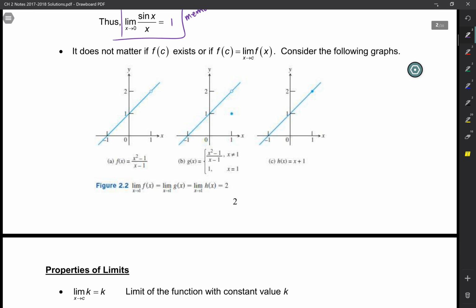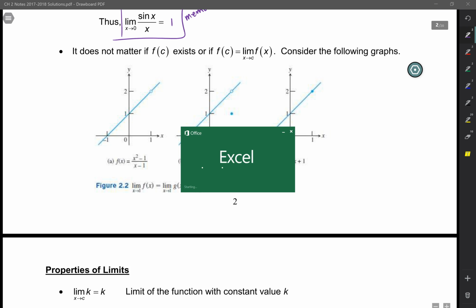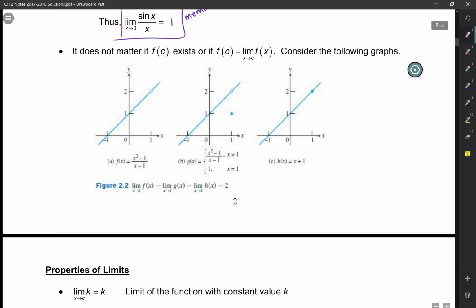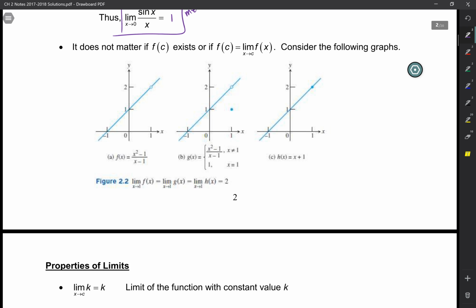All right. So, let's talk about limits for a little bit. Let's take a look at different functions, and let's look at the limits as x approaches 1. So let's take a look at this first one, the limit as x approaches 1.